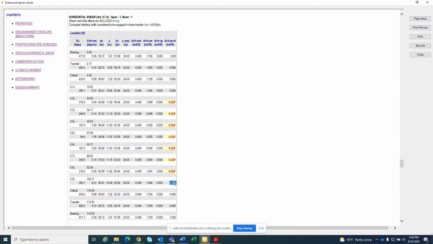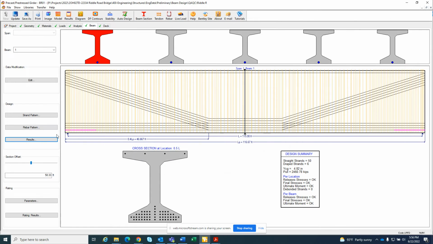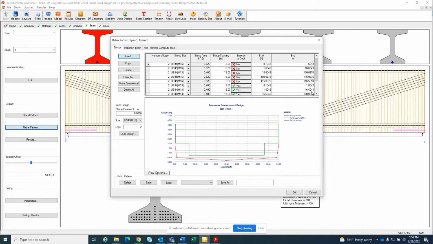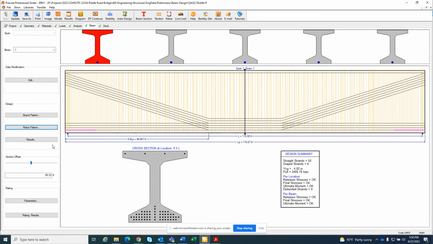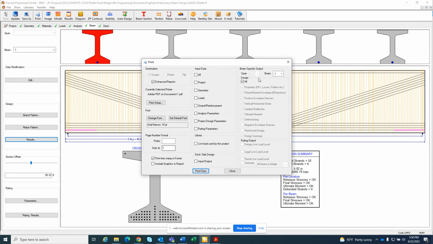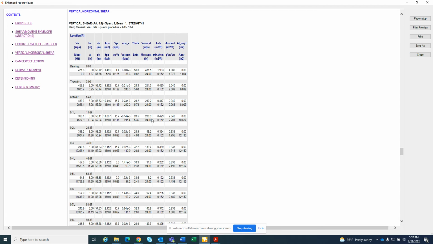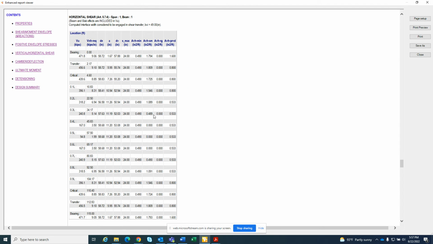But at the ends, remember, we have 6-inch and 3-inch spacing. But in the middle, I gave the spacing of 12 inches. So that is the reason that is less. So if I make this, I suppose, 9 inches, I'll go to the results. Let's see. Okay, so it was fine. 0.533 is greater than 0.49.